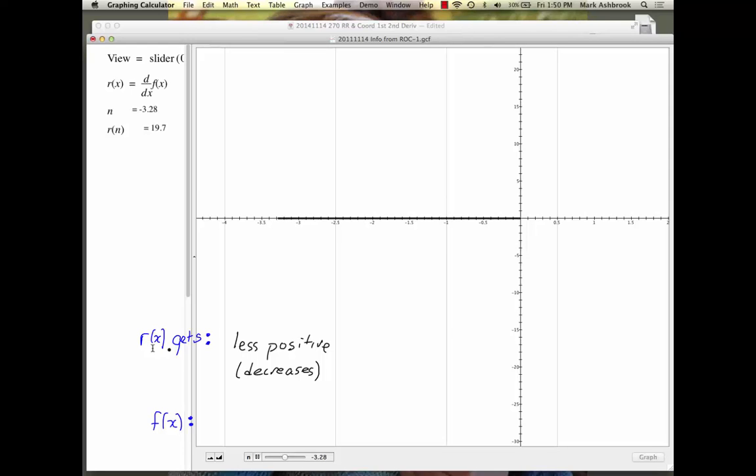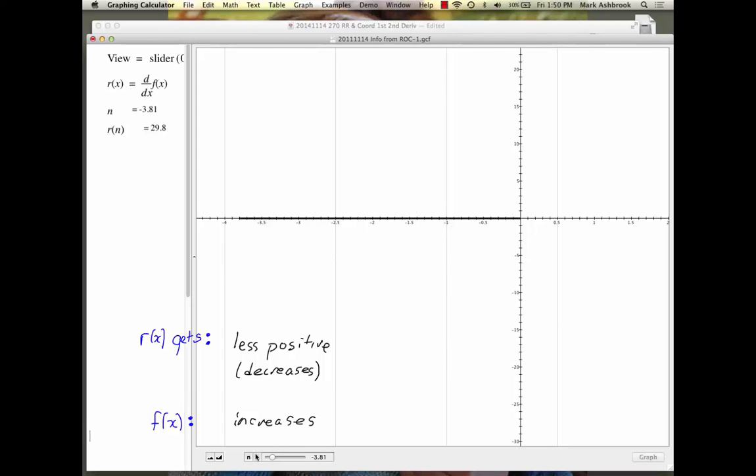And that's because R(x) is positive. And the fact that it's getting less positive means that the rate is decreasing, but the accumulation is increasing the whole way. It's just increasing at a slower rate. We've seen that before.